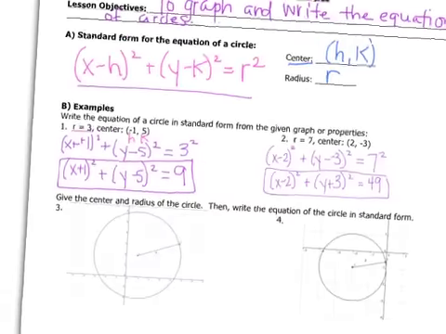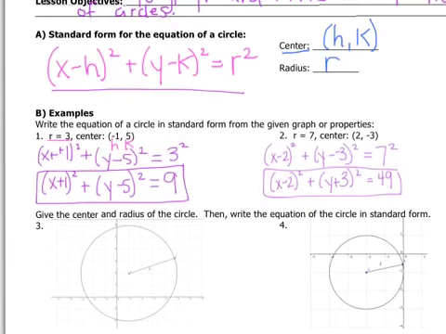What I want you to notice is this, because this will help us going from the equation to finding the center and the radius. What I want you to notice is in the equation, the signs with x and y are like the opposite of what the coordinates of the center are. Are you noticing that? So what I mean by that is the coordinates of the center, number 1, were -1, 5.